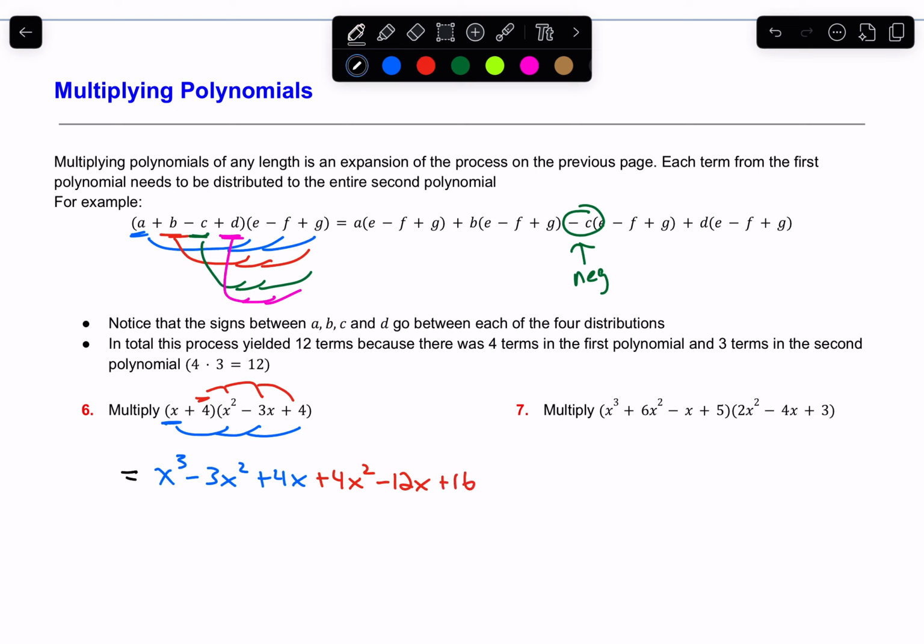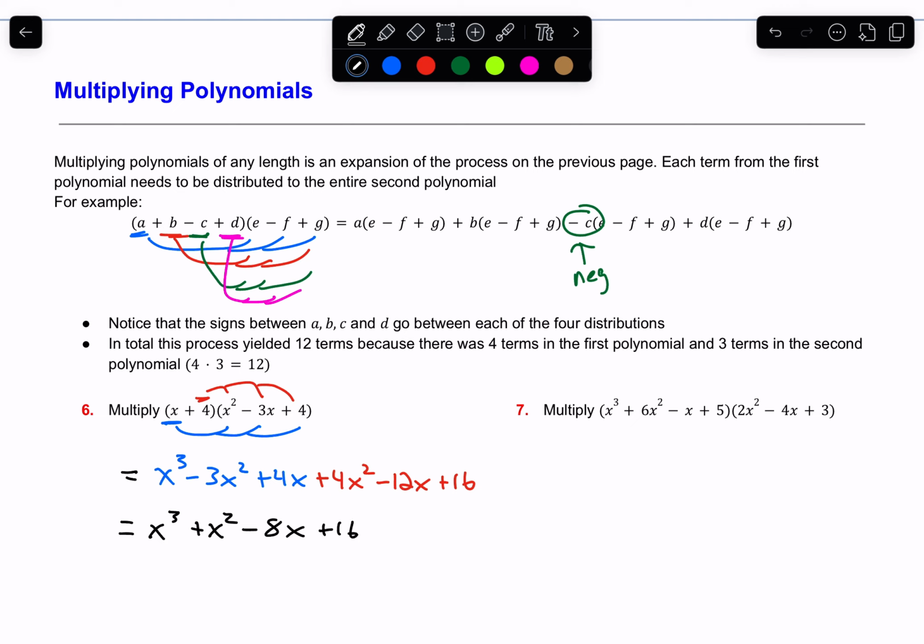When I look at that, I can see I only have one x cubed term, so I'll put it in the front. I have negative 3x squared and positive 4x squared. Together, that makes positive 1x squared. I have 4x and negative 12x, which gives me negative 8x. And a positive 16 all alone in the back.